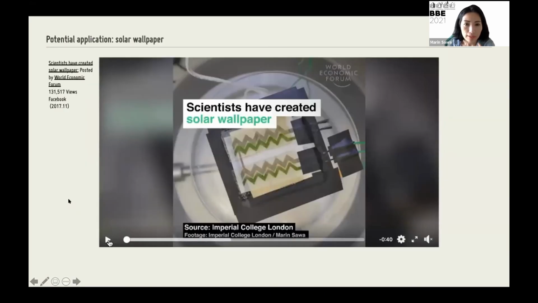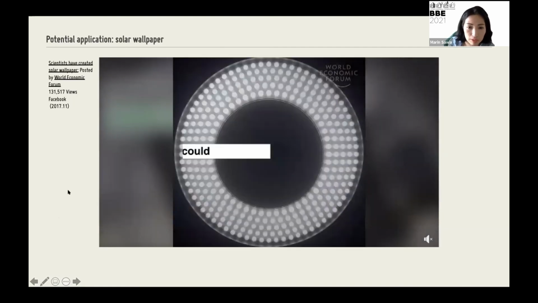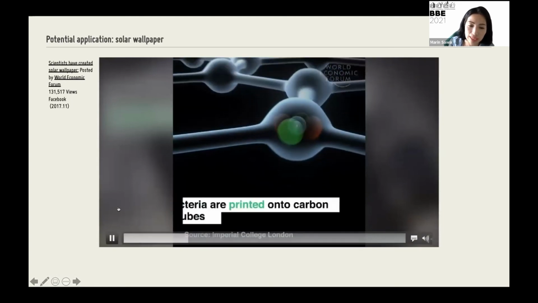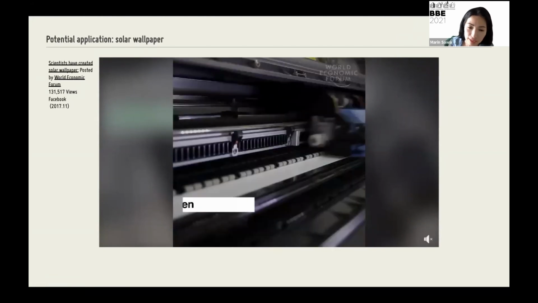And by exploring this printed system, there was a new application which mobilized really enthusiasm in the public. I'd like to just play this video quickly, which was created by the World Economic Forum, and really connecting how this could be applied to our domestic spaces.